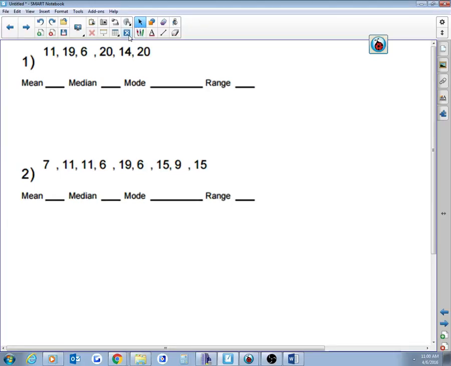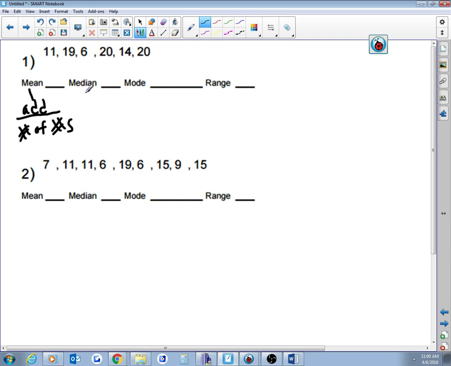Mean, median, mode, and range. Okay, so let's start by defining these really quickly. So mean is what's commonly referred to as the average. To find the mean, you add all the numbers. So you take the sum, then divide by the number of numbers.